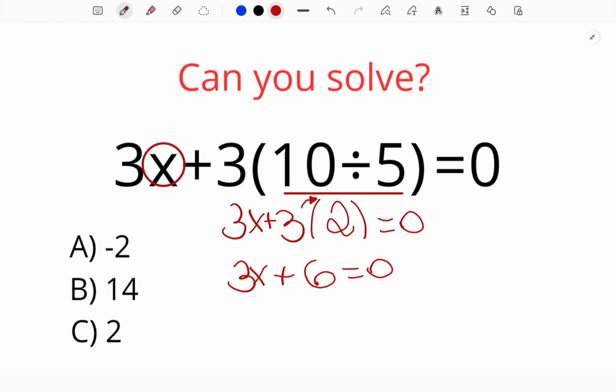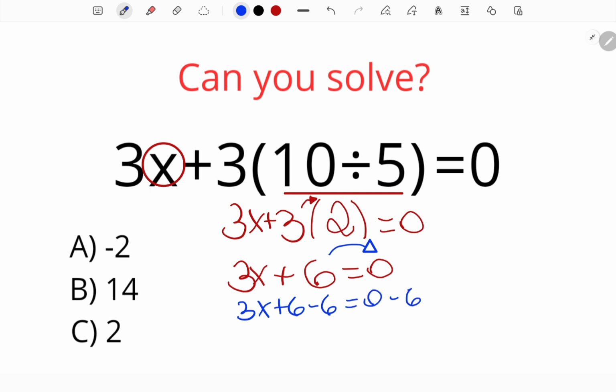Our next step is to isolate the variable x. To do this, we need to move the number 6 to the other side of the equation. This involves subtracting 6 from both sides. Let's do that. 3x plus 6 minus 6 equals 0 minus 6.